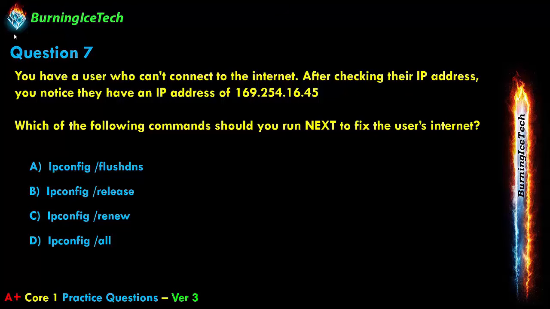Looking at the question again, though, what kind of IP do we have there, guys? An APIPA. It means we don't have one. So the answer here is C, to request a new IP. The user cannot connect to the internet because they don't have an IP address.